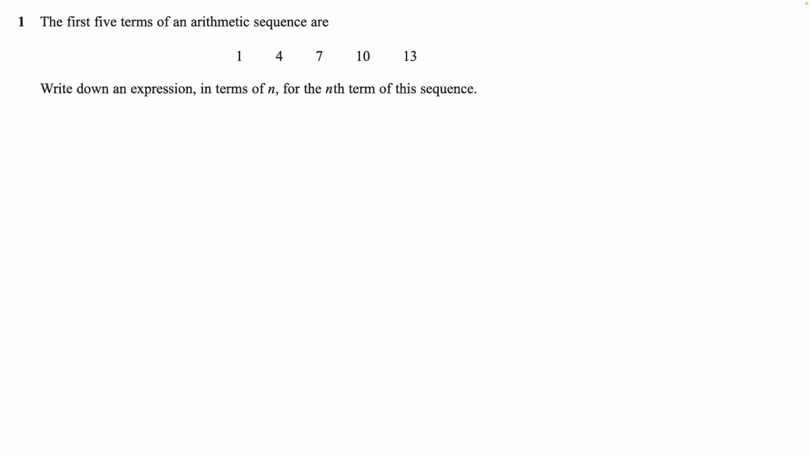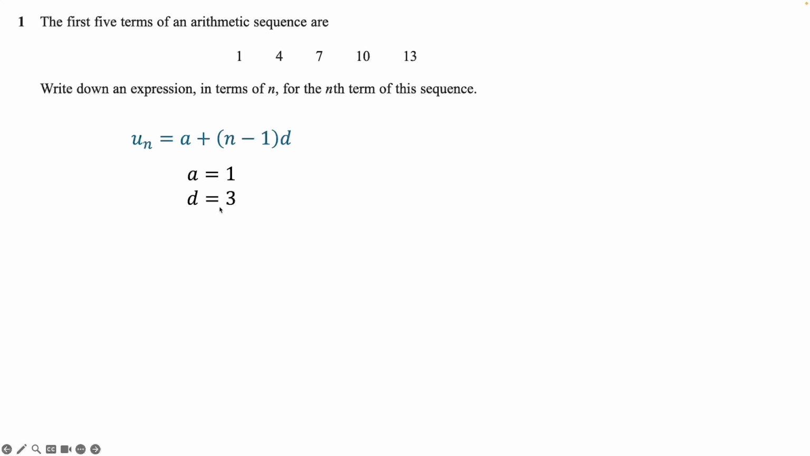So to find the nth term of an arithmetic sequence, there is a formula you can have memorized, and this is the formula. This says that the nth term, that's what the un means, is equal to a, which is the first term, plus n minus 1 times by d. And d is the common difference between the terms. So a is 1, that's our first term. And d is 3, because we're adding 3 every time.